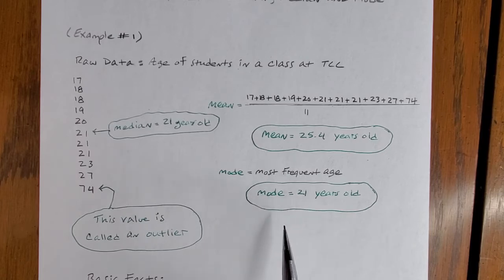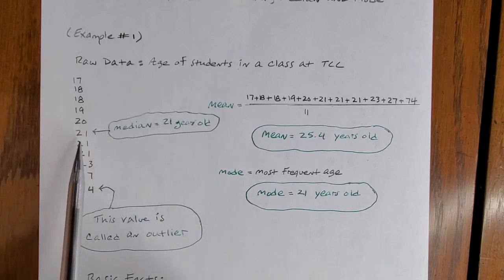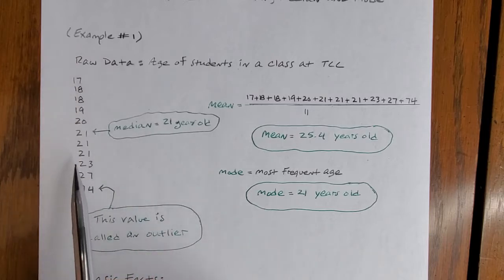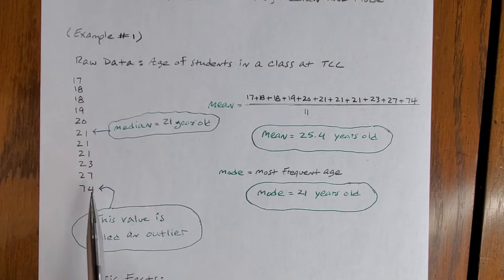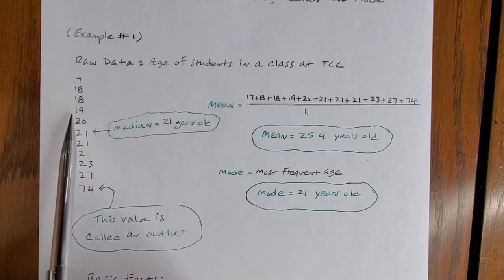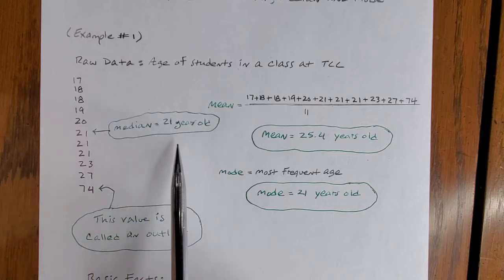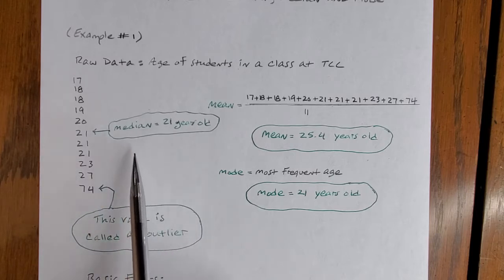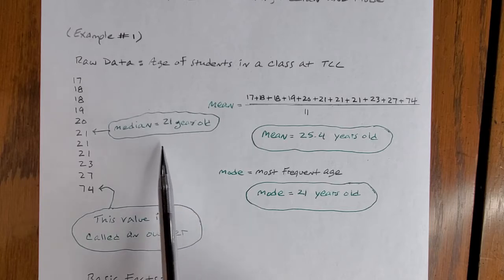And then the median is the one in the middle. So why is 21 years old the median? Well, there are 11 data entries here, and as the data are ordered from least to greatest, I see that there are 5 below it and 5 above it. So that's how you find the median if there were an odd number of data entries. But for all the ways that you might calculate the median, you can look at the other video that I did on that.